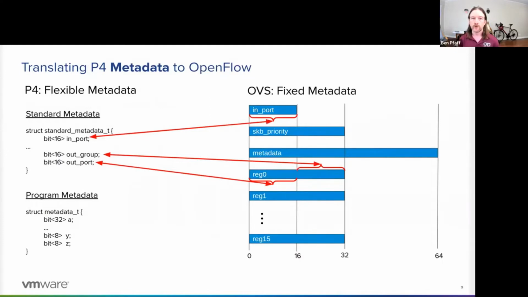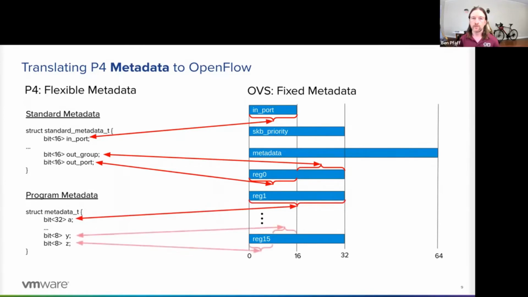Now, for the program metadata, OfP4 has an allocator. It's a pretty simple one. It uses just a first fit algorithm for the moment. So, for example, A here would get mapped into the first place it fits, which is the OVS reg1 register. And then Y and Z at the end might get mapped into reg15 if that's what was left at the end of the allocation process.